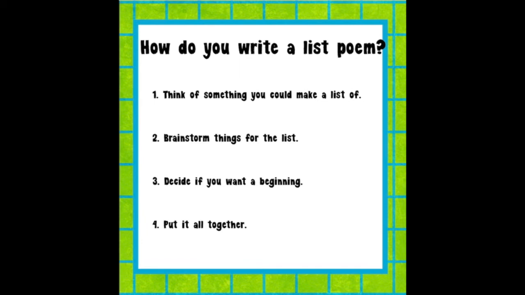So, how do you write a list poem? Well, number one, think of something you could make a list of. Something that there's a lot of. Colors, kinds of dogs, types of pasta, countries in the world, things you like, things you don't like. Okay. Then brainstorm things for the list.